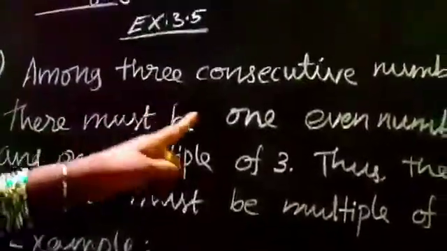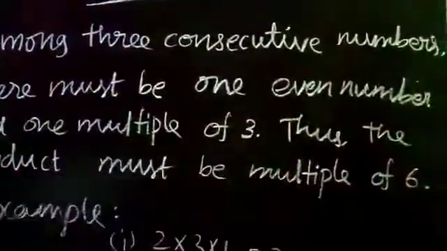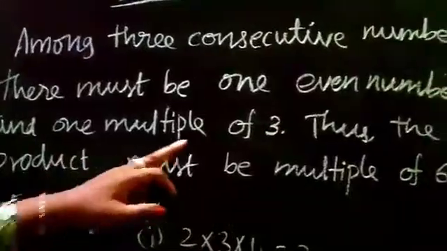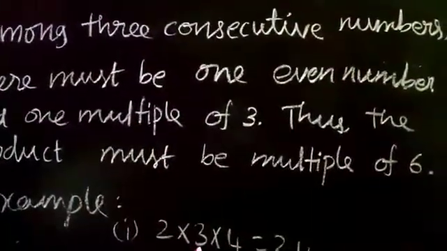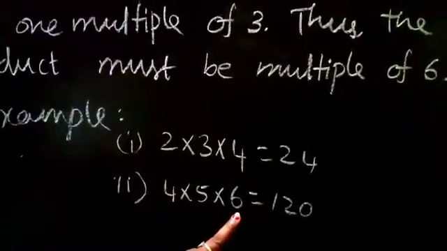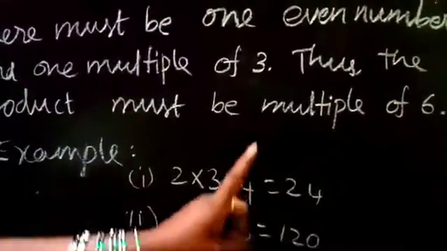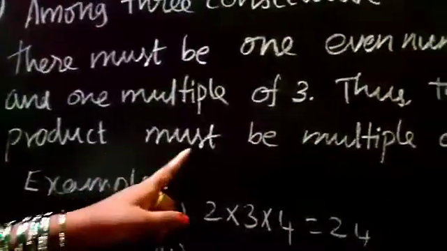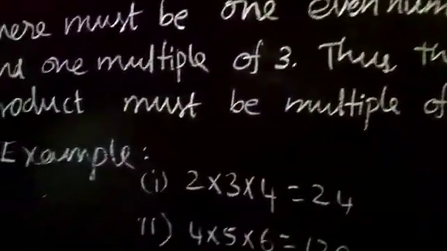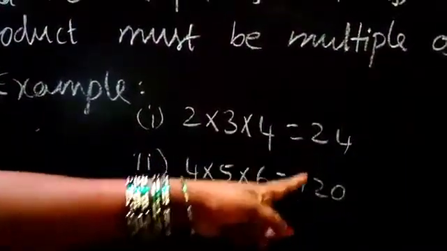Among three consecutive numbers, there must be one even number and one multiple of 3. Multiple of 3 means 3 we have, and here also 2 3s are 6. That's why 3 we have common in both also. Thus, the product must be a multiple of 6. It will be a multiple of the 6th table, that's why it can be divided by the 6th table.